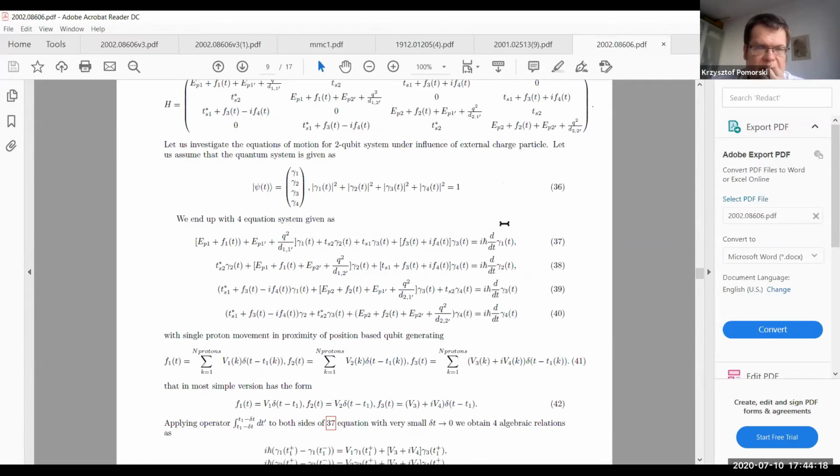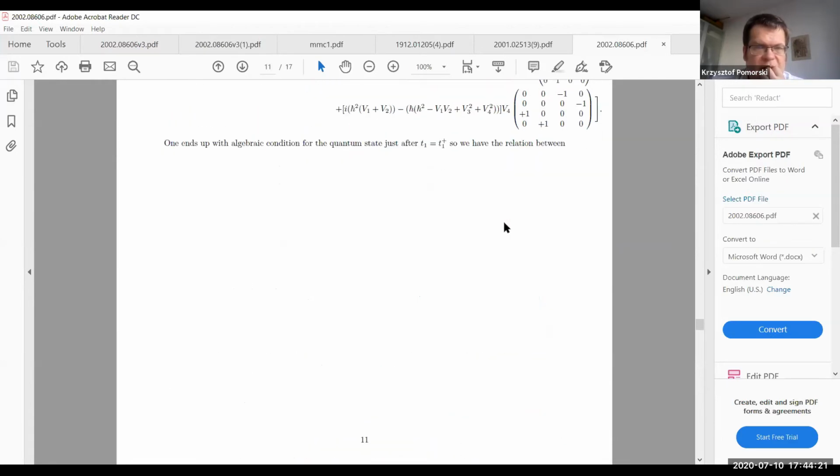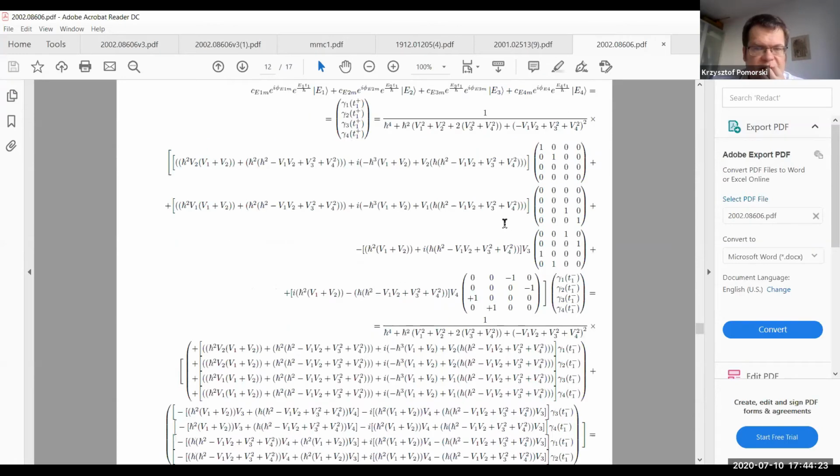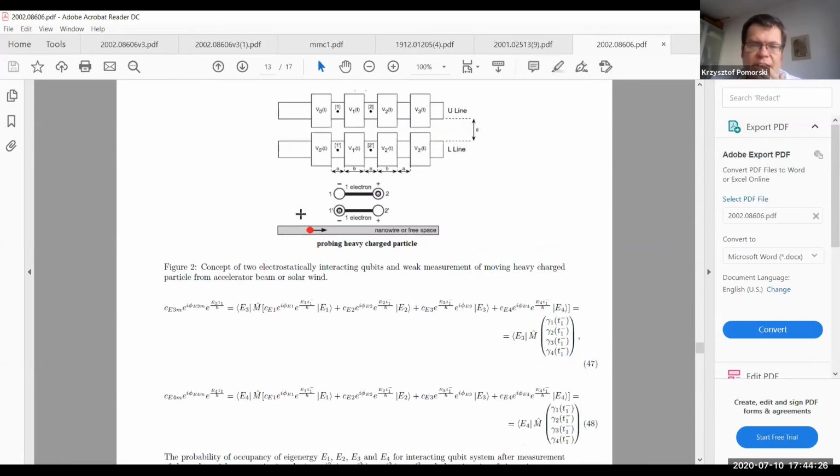Let me go to some more specific structures. You can have a system of two swap gates, or one swap gate with two parallel qubits, and there is movement of an electron along a nanowire. This will generate a kick for the first qubit, and this kick will propagate further. Actually, you can use this external charge to set a certain quantum state of such a quantum logical circuit.